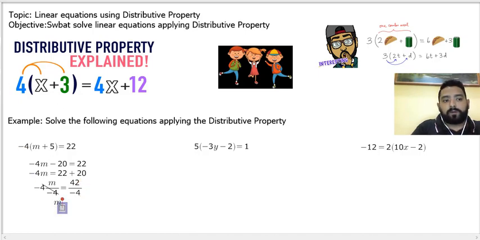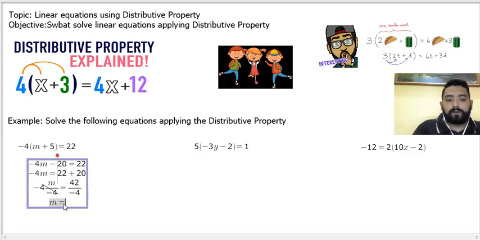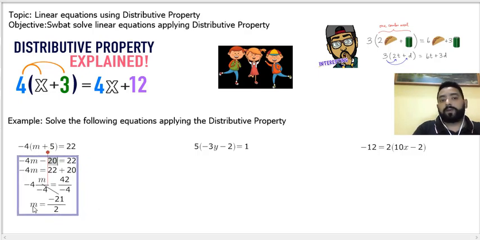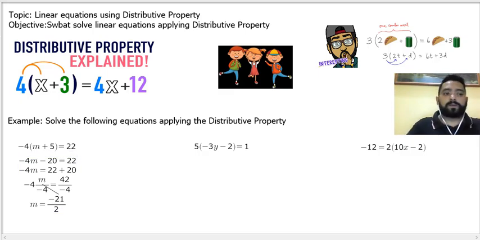Sometimes, if you can, you simplify the value. So we have 42, half of 42 is 21, and half of 4 is 2. So the answer is going to be negative 21 over 2, or negative 21 halves. Because remember, this negative is for the whole fraction. So this is the answer. The value for m, or the value for the variable, is negative 21 over 2. Remember, sometimes you can get a whole number as an answer.